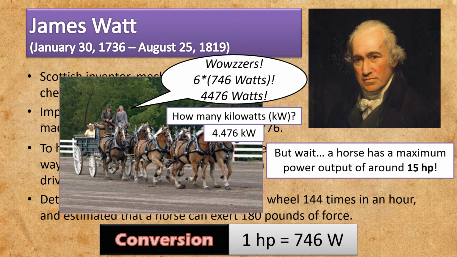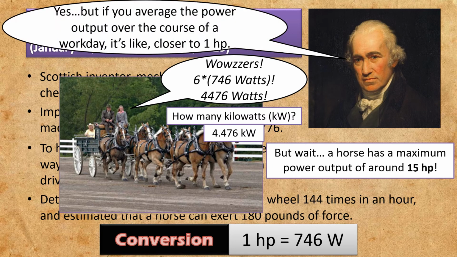But wait, a horse has a maximum power output of around 15 horsepower, you might hear people on the internet saying, which is true. They can run at full speed, at full gallop, and they're producing 15 horsepower. Not just 1 horsepower for 1 horse, but 15 horsepower. Well, yeah, James Watt says, yes, but if you average the power output over the course of a workday, it's like closer to 1 horsepower per horse. So the jury's still out on how useful this unit is. It was really just kind of there to help people get used to the idea that steam engines are better than using horses. So we'll use the unit watt for power.